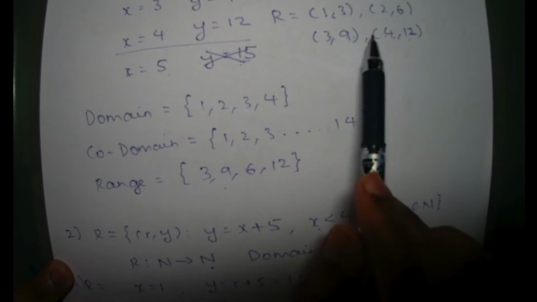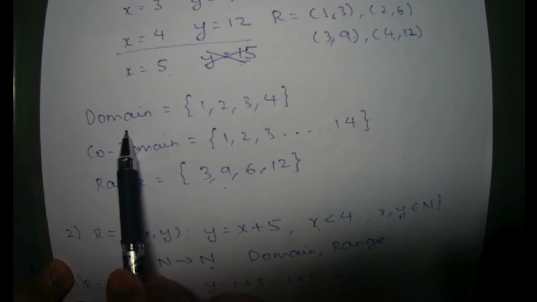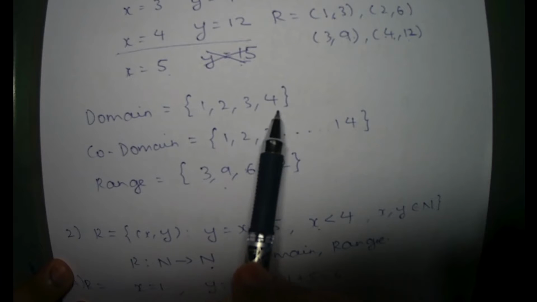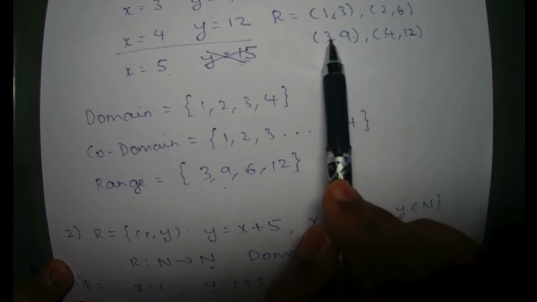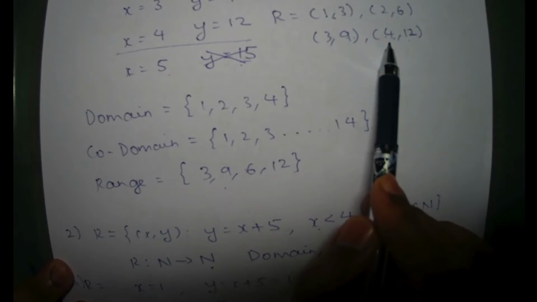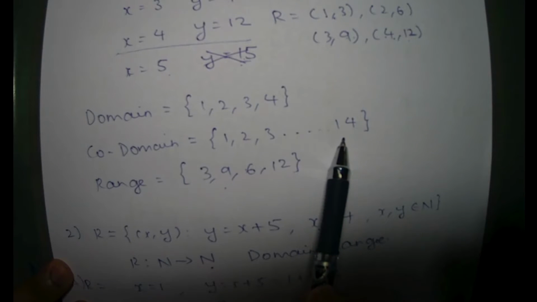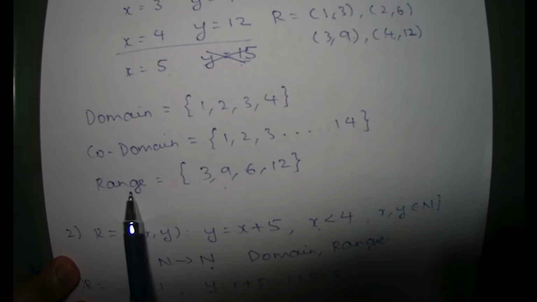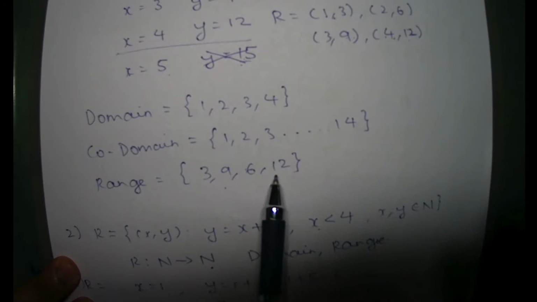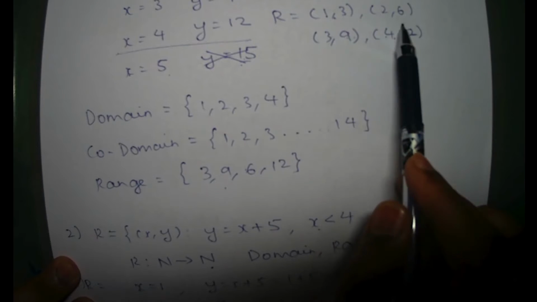So from these four ordered pairs you can see that the domain of the relation is {1, 2, 3, 4}, because these are the terms present in the x value. The codomain is {1, 2, 3 all the way till 14}, since the second set is set A itself, and the range of the relation is {3, 6, 9, 12}, because these are the terms present in the y part of the ordered pair.